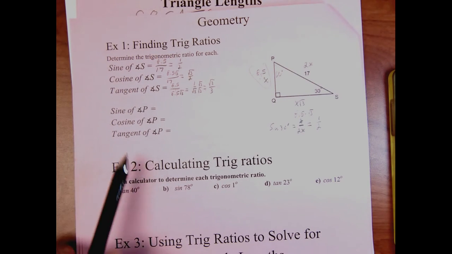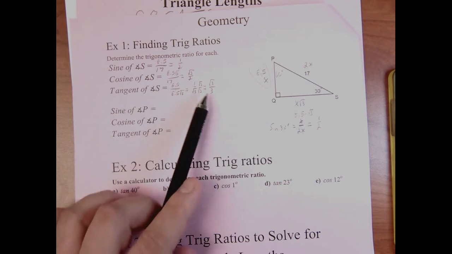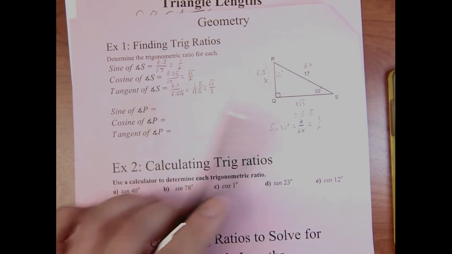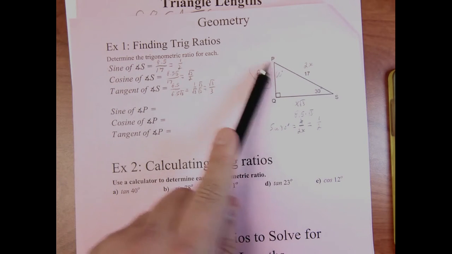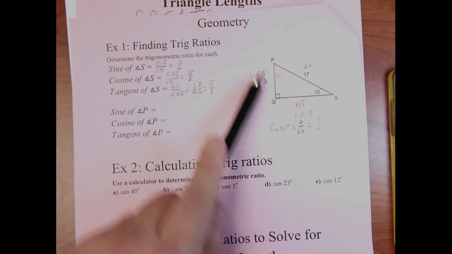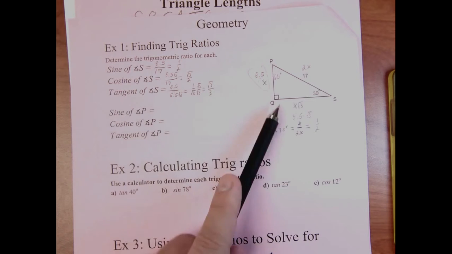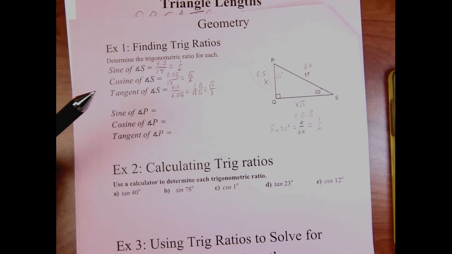The only real difference will be the tangent of angle P. Instead of it being the same ratio as ours, it's going to be inverted, because the tangent of angle S would be 8.5 over 8.5 root 3, whereas the tangent of angle P would be 8.5 root 3 over 8.5. So those are going to be inverses of each other.